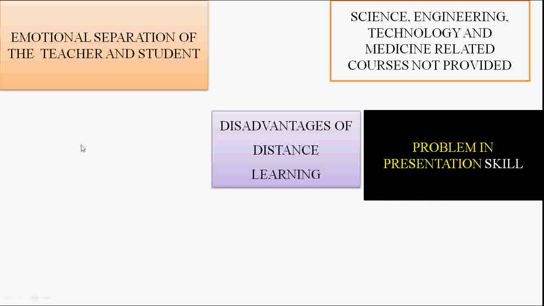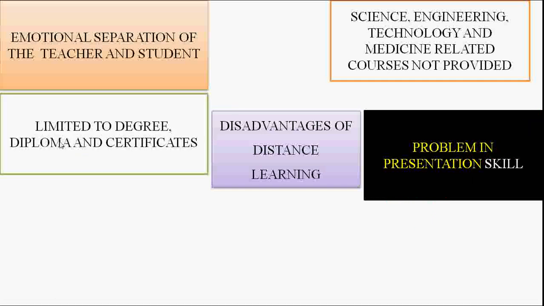Next, limited to degree, diploma and certificates. Under distance education, all the courses are exam oriented. By staying at home, we need to appear in examination, and if we pass, we will have degrees. But what you learn from the formal classroom, you will not get here, is it not? Because emotional connection is not there. Direct relationship is not there.